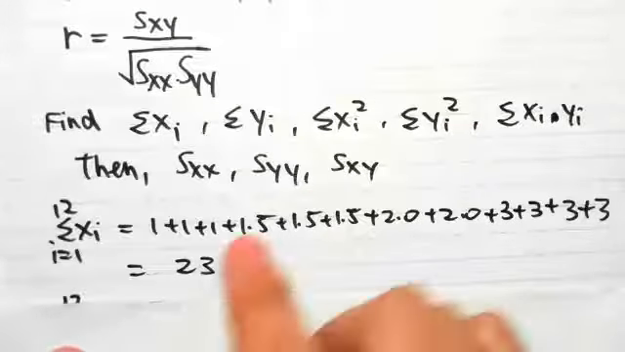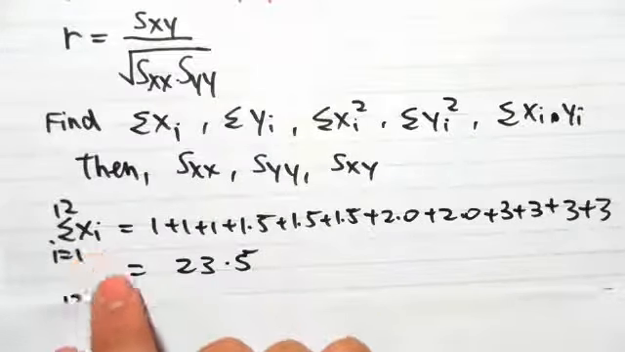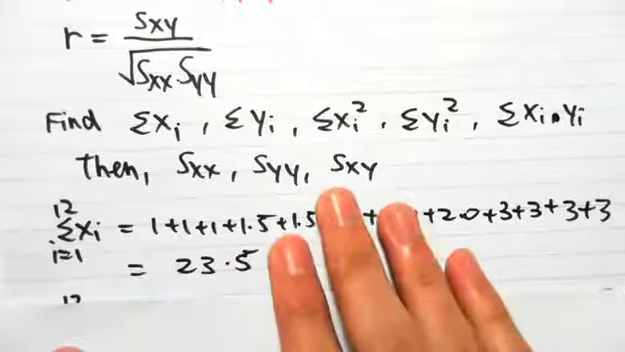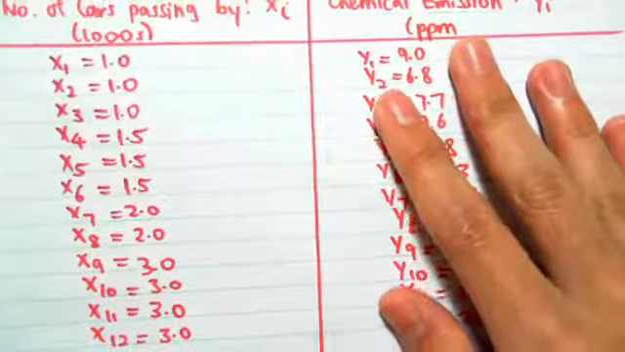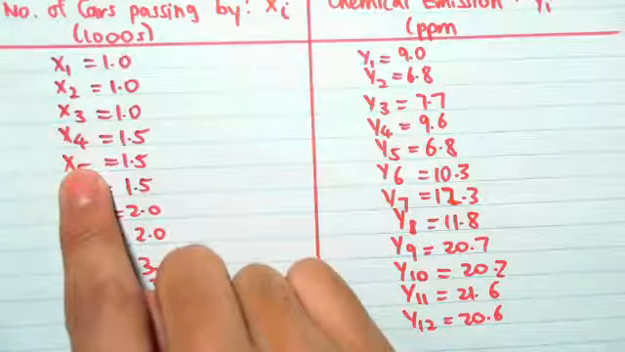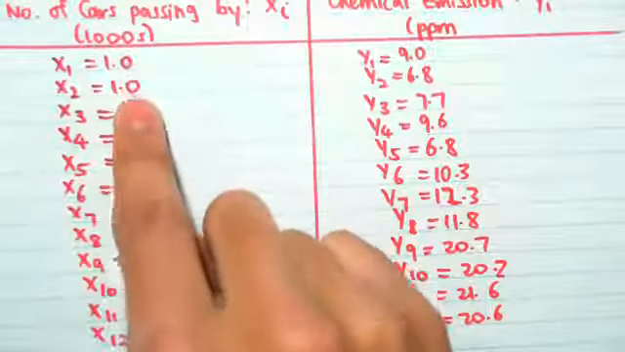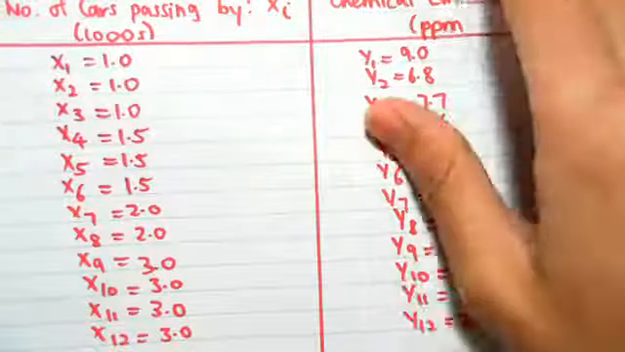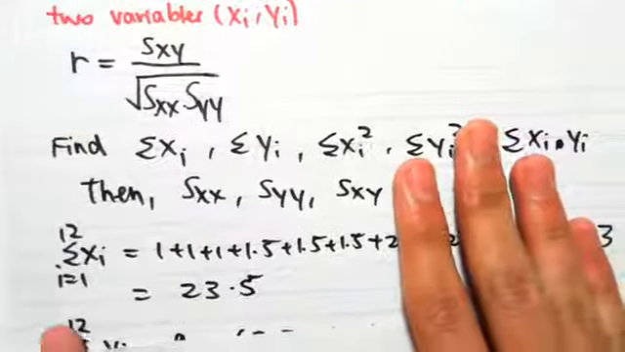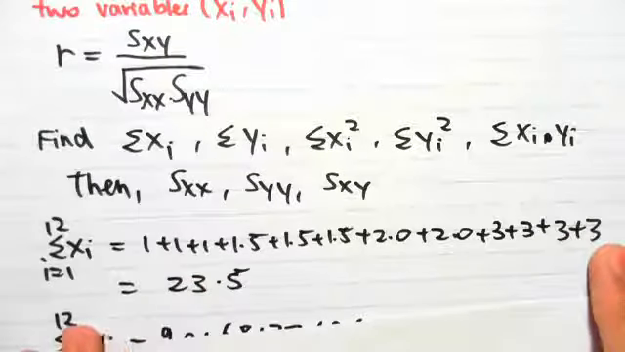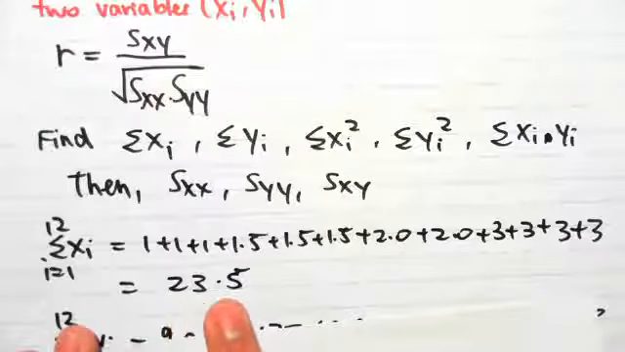So let's firstly find the sum of xi, from 1 to 12. So basically, that's having summation of x1 plus x2 all the way to x12, okay? So remember up here, we have our data. So basically, you have to do a sum of x1 plus x2 plus x3 plus x4 plus x5, okay? So that's basically 1 plus 1 plus 1 plus 1.5 all the way to 3, okay? So this is what I've done here. I made a summation of 1 plus 1 plus 1 all the way to 3, okay, and that will equal 23.5 when you plug it into the calculator.